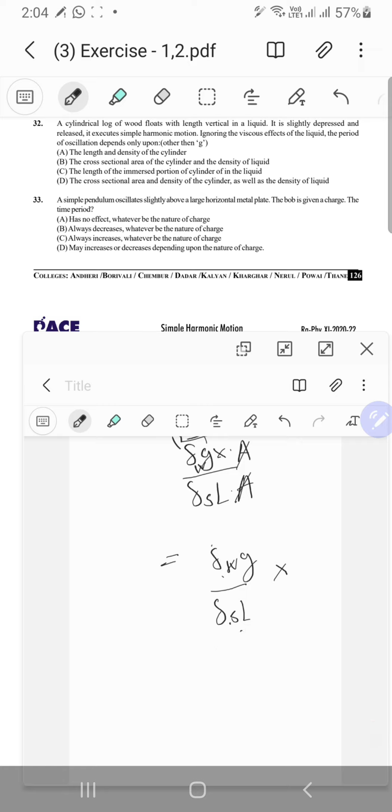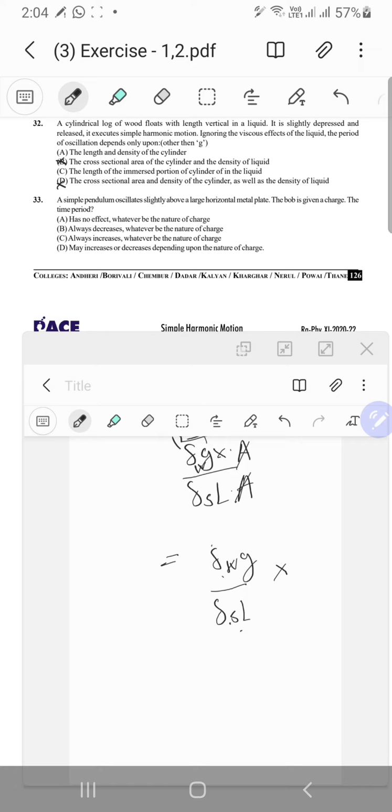The length and density of the cylinder, well, it says only upon, so no. The cross-section area of the cylinder, well, it doesn't depend on the cross-section area at all. So B and D are straight away incorrect. The length and density of the cylinder? Well, it depends on them, but not entirely.